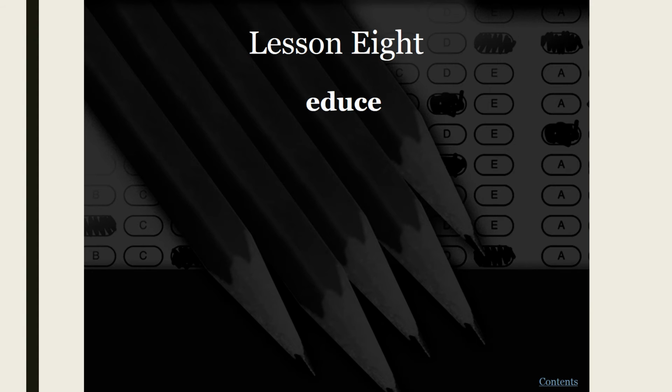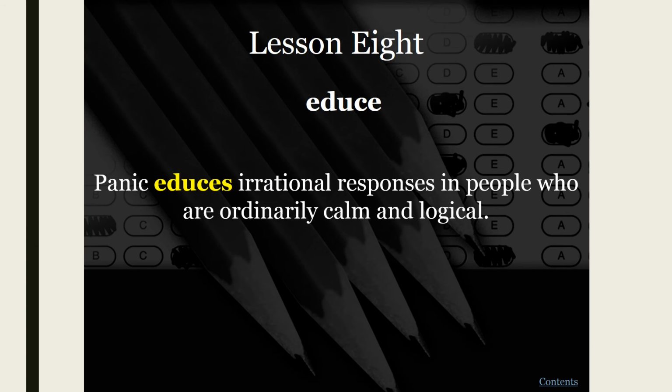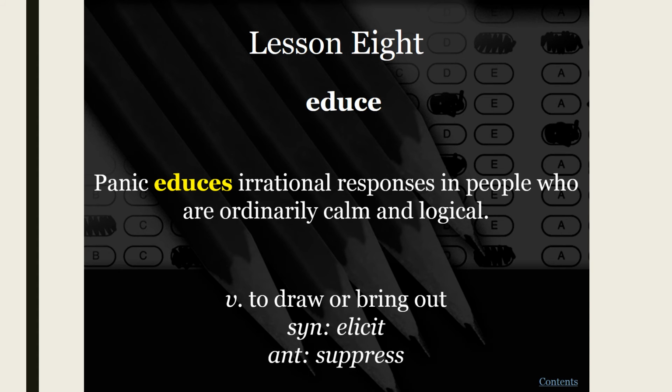Our next word is educe. Panic educes irrational responses. This is cause and effect context clue strategy. Another verb again, in people who are ordinarily calm and logical. So if people panic, then irrational or unthinking responses are going to be drawn out of them, or brought out or elicited.